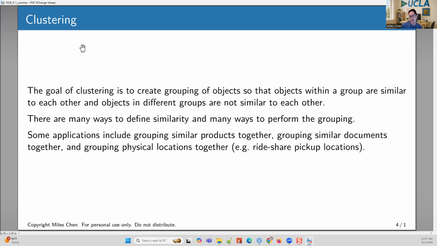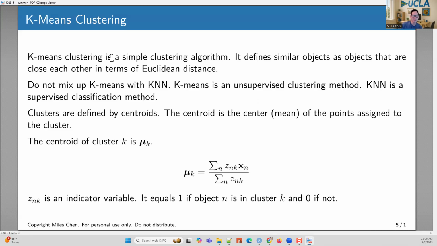As far as applications of clustering goes, every time you go shopping and click a product, there will be other similar products. That's all driven by clustering. There's also grouping similar documents together, even grouping physical locations together. If you ever use Uber or Lyft, you can get a shared ride, and they're basically trying to cluster different passengers together to share that.